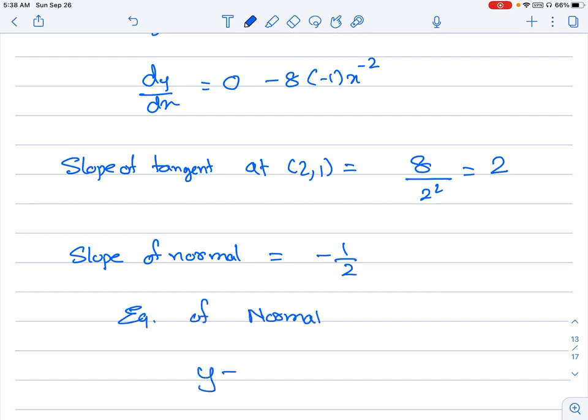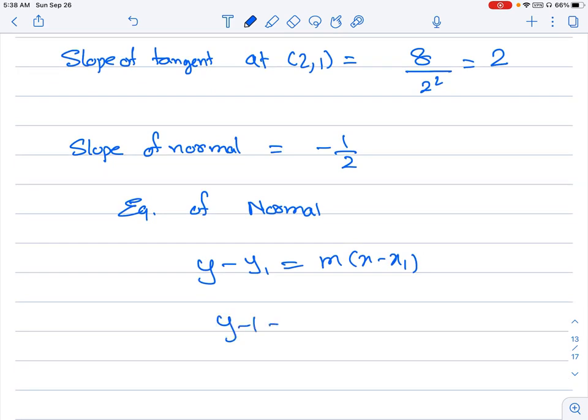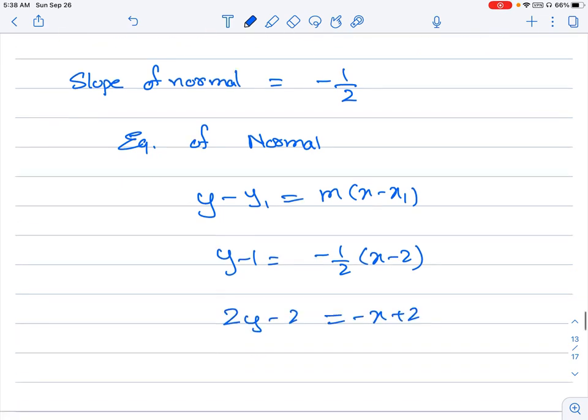The equation of the normal is y minus y1 equals m times x minus x1. So it becomes y minus 1 is equal to negative 1 upon 2 times x minus 2. So do the cross multiplication: 2y minus 2 is equal to negative x plus 2. So it becomes x plus 2y is equal to 4. That is the equation of the normal.